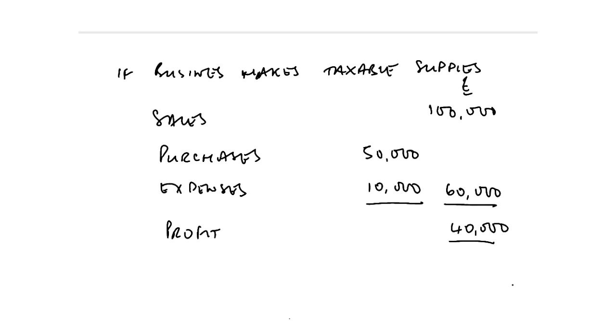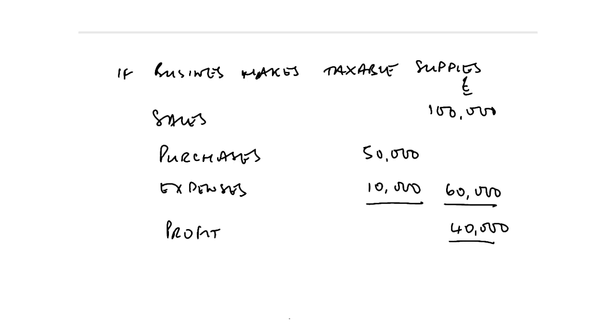So the calculation of the profit, therefore, now if the business makes taxable supplies, whether those are standard rated or zero rated, the sales figure, so far as the business is concerned, is £100,000. That is the price that would be charged by the trader. The only question is whether or not VAT had to be added. But the sales figure is the VAT exclusive figure, £100,000.